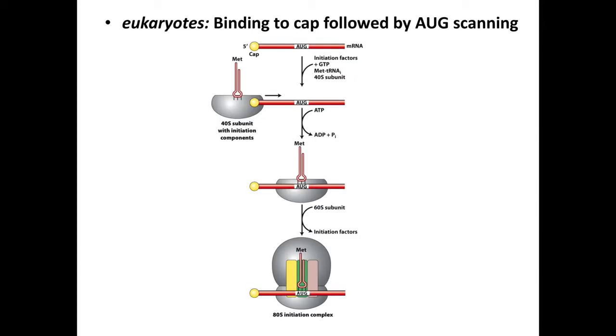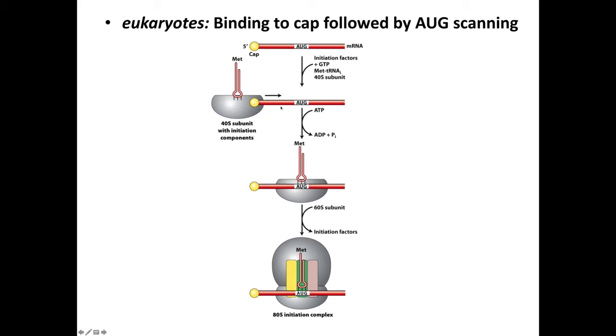But eukaryotes is different, right? Because the cap plays a critical role in basically bringing an mRNA molecule to the 40S subunit. All right, so the 40S subunit will have a methionine tRNA embedded within it, and will recognize the cap. All right, and that methionine tRNA can basically scan along the length as the 40S subunit moves along the length of the mRNA through the recognition of the cap sequence.